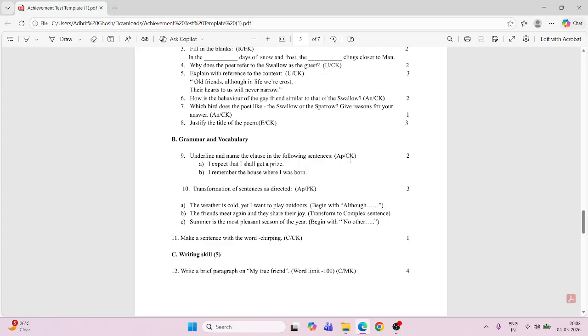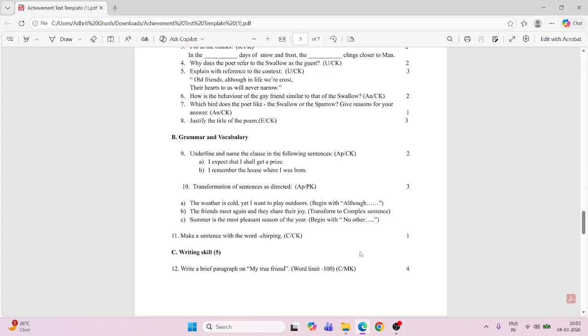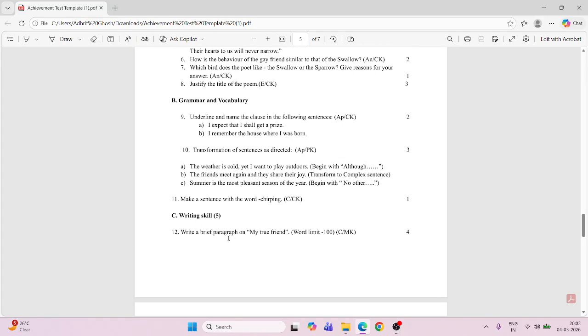And then transformation of sentences, here I have given them under procedural knowledge, because there's a procedure that you need to follow for transforming the sentences. They might also come under conceptual knowledge, but in this case I put them under the procedural knowledge. So I have given a few transformation of sentences, and then make sentences with, this is going to come under create conceptual knowledge. All right, and writing skill, for writing skill I have given write a brief paragraph on my true friend.